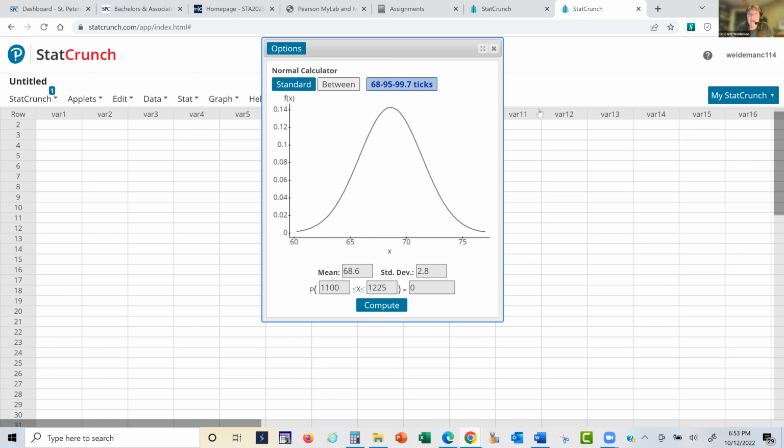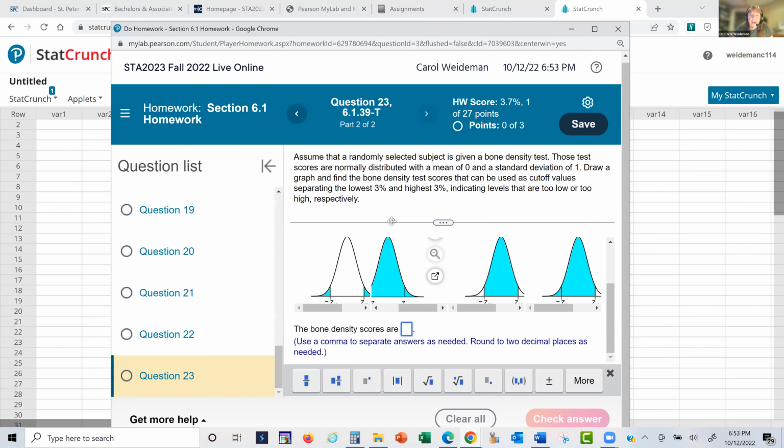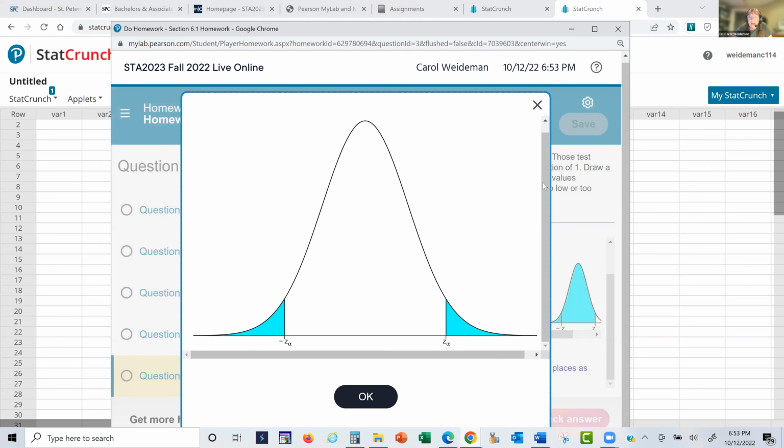So if 3% is, let me go back to the problem. If 3% is in each of the tails, how much is left in the middle? Let me make this bigger. You're going to find the z-score that separates the lower 3% from the rest and the upper 3% from the rest. So if I've got 3% in the bottom and 3% in the top, how much do I have left in the middle? The whole thing is 100%. So if I take away 3, minus 3, what's left in the middle? What's 100 minus 3 minus 3? 94. Excellent. It's 94.